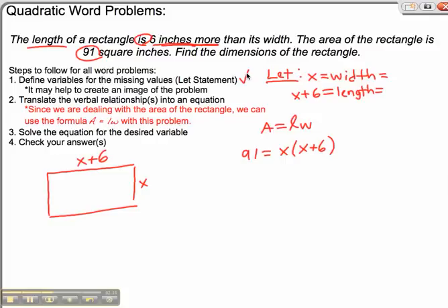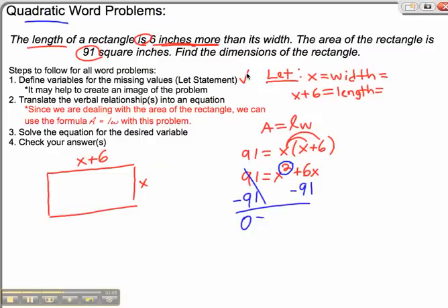Now I have to solve the equation. So remember, to solve an equation, we usually take care of the parentheses first. So we get 91 equals x squared plus 6x. Now right here, I see an x squared. Therefore, I know I have a quadratic word problem. So to solve a quadratic, I have to think, all right, I have to get everything equal to 0. So to do that, I have to take this 91 and move it over. So when I do that, I get 0 equals x squared plus 6x minus 91.